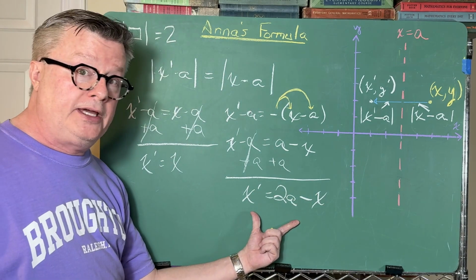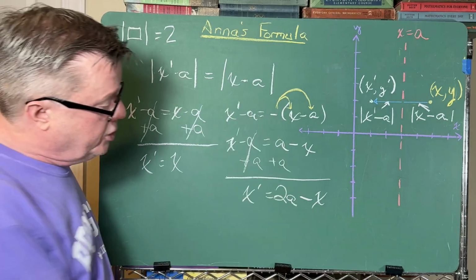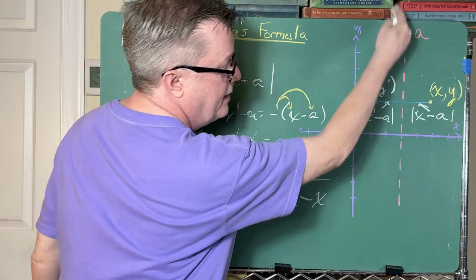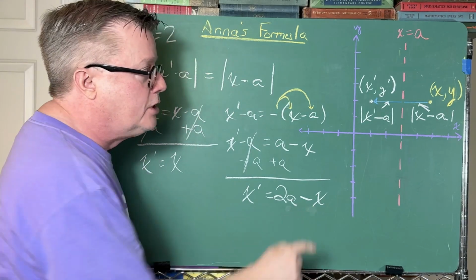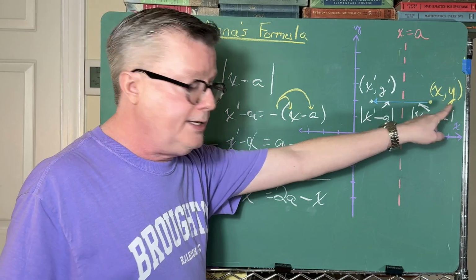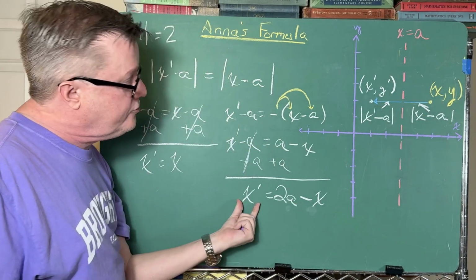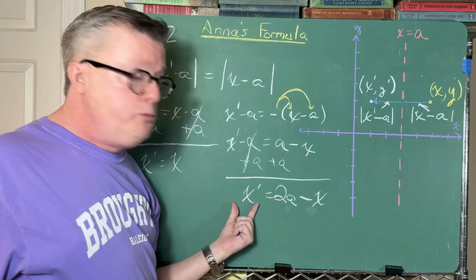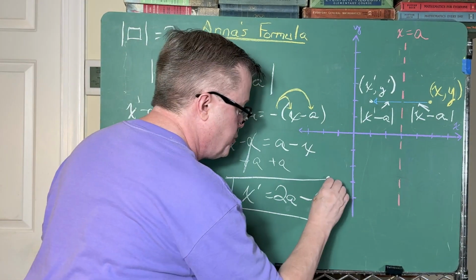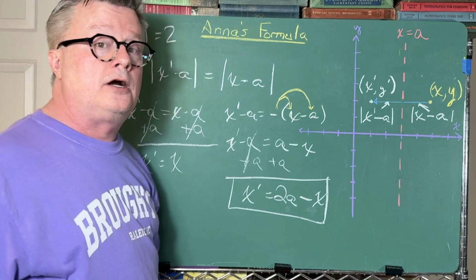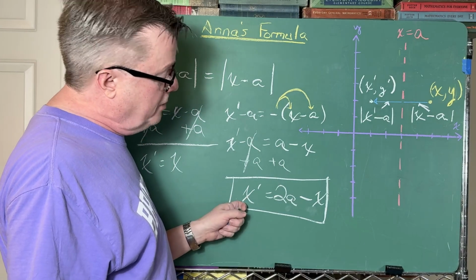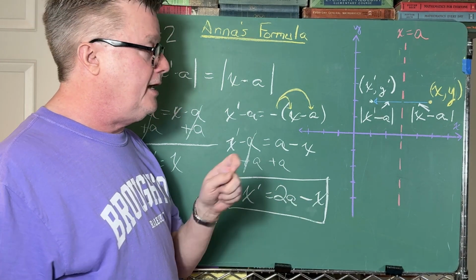That tells me something interesting. It says if I know a, the value of that line, and I know x, the x coordinate of the original point, I've got a formula that gives me the x coordinate of the new point. That's really something, and that's what I'm going to call Anna's formula. X prime equals 2a minus x.